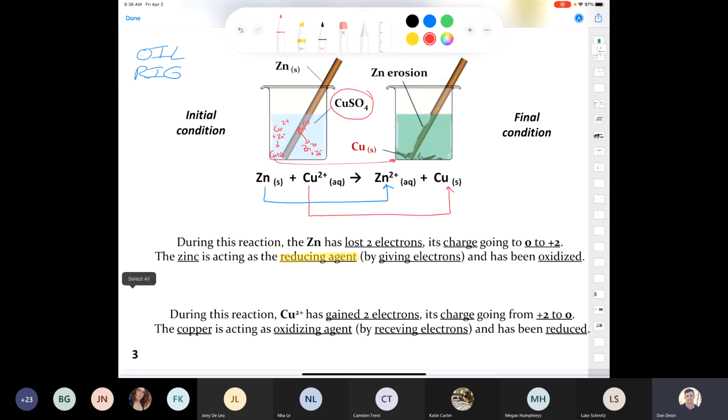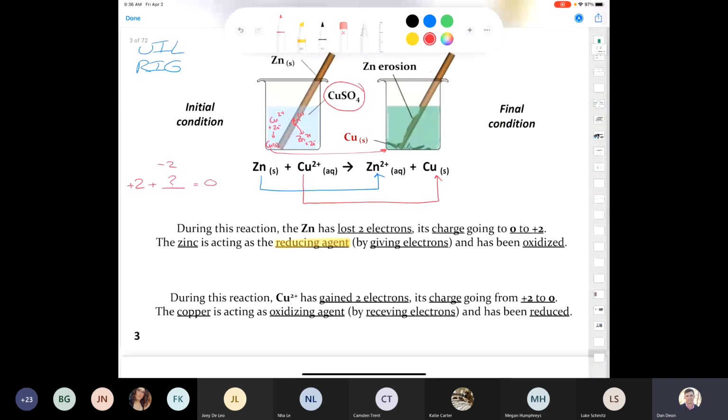It's just simple algebra. If you take a +2 and you add something to it and you get 0, what must the something be? The something must be a -2, and that is the 2 electrons that are gained by the copper. So we say that the copper has been reduced, but we also say that the copper is an oxidizing agent. Why do we call it that? Because it's affecting the oxidation of zinc.